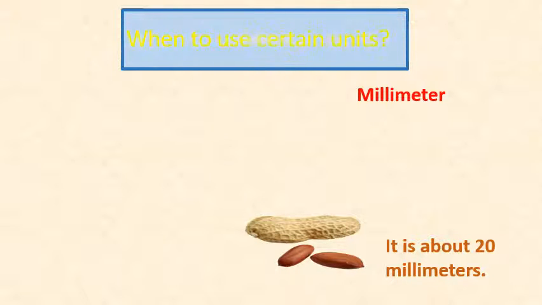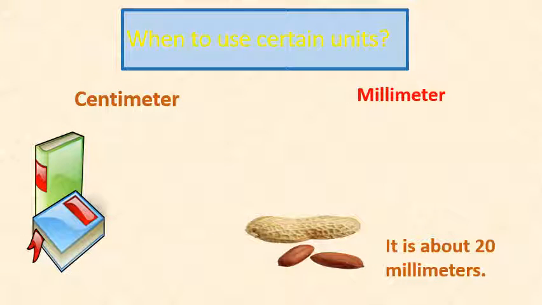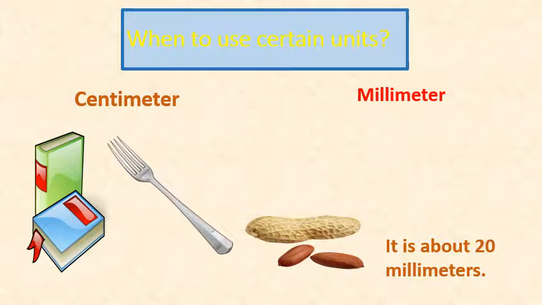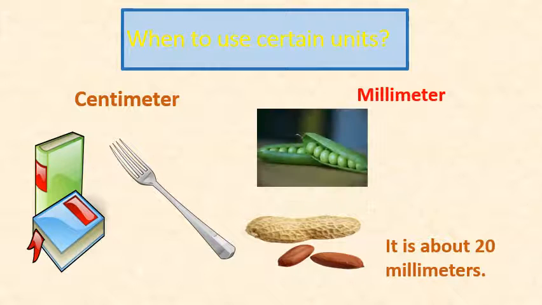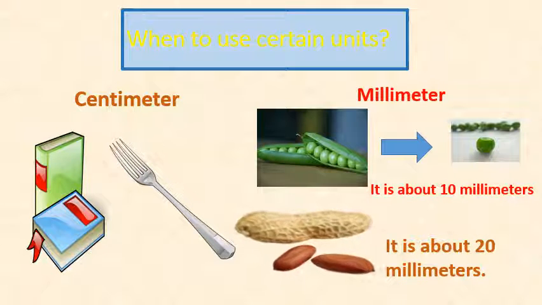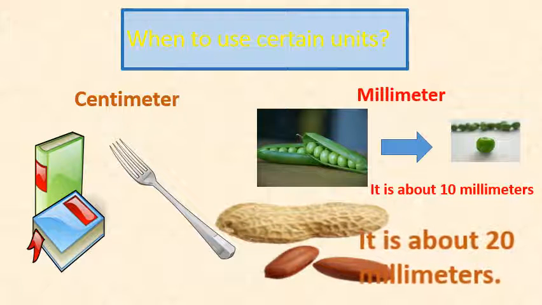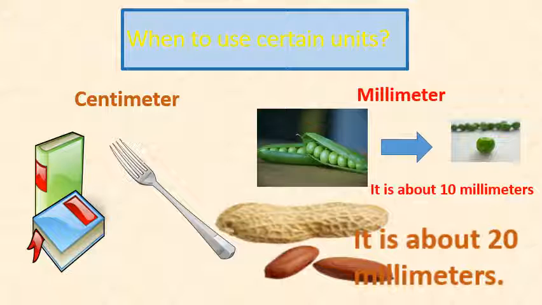So when to use certain units? We use centimeters, for example, to measure the length of a book, or we use centimeters to measure the length of a fork. How about millimeters? We use it, for example, to measure this small pea. This small pea, it's about 10 millimeters. Now, the seed of a peanut, the small seed, it's about 20 millimeters.